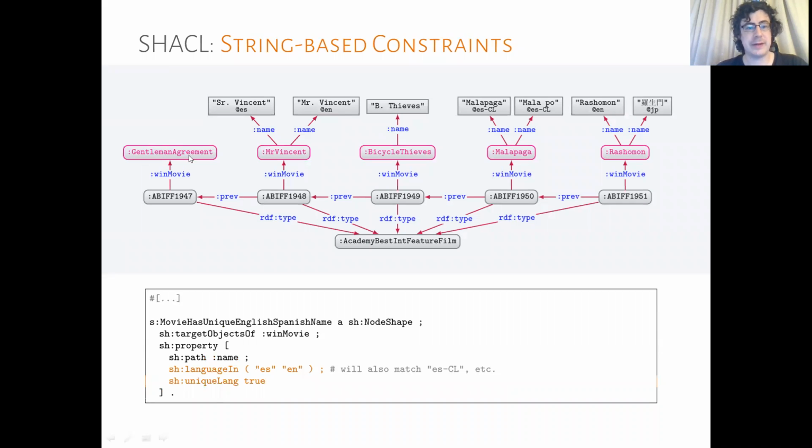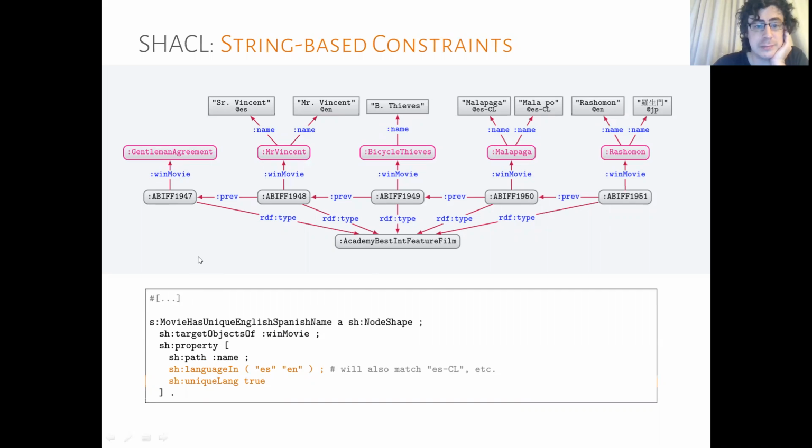So, okay, this one here has no name. So do we need a name? We haven't here specified min count anywhere. So, okay, these are the nodes we're targeting. These are all the objects of win movie. So this one has no name.